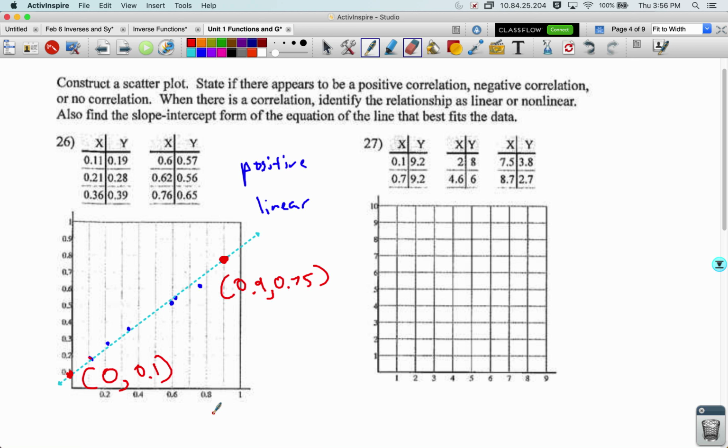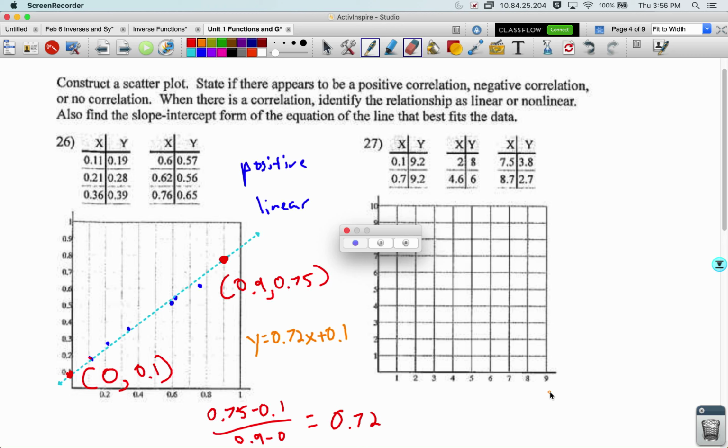All right, slope formula would be 0.75 minus 0.1 over 0.9 minus 0 equals, let's see, it's 0.65 over 0.9, 0.722 for our slope. But because we picked this point, we can use that as our y-intercept and get the equation y equals 0.72x plus 0.1. All right, I'll pause it here. Start it up again in the next video.